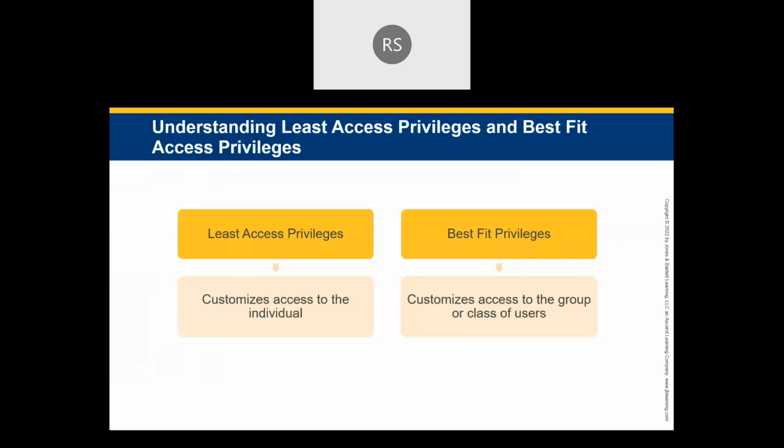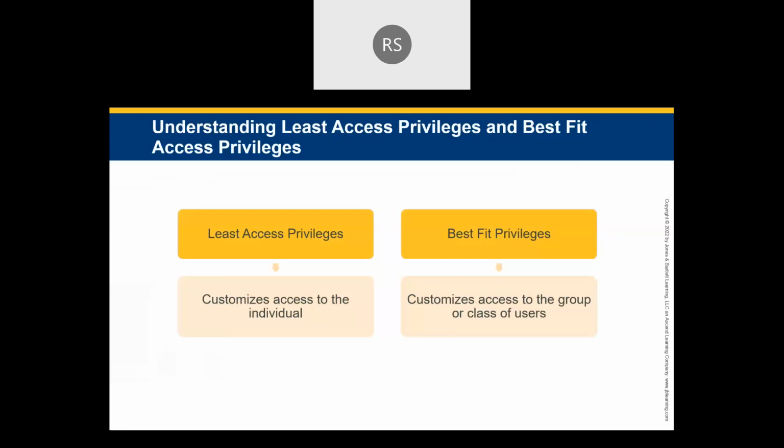So applying the principle of least privilege, both individual users, who will have the least access privileges, and the groups of users, who have the best fit privileges, have access rights that are specifically aligned to their job roles and responsibilities. Now, this helps minimize the risk of unauthorized access or accidental data breaches while enabling the users to perform their tasks efficiently.